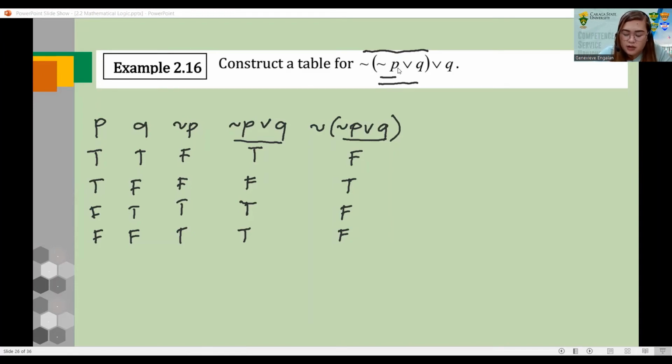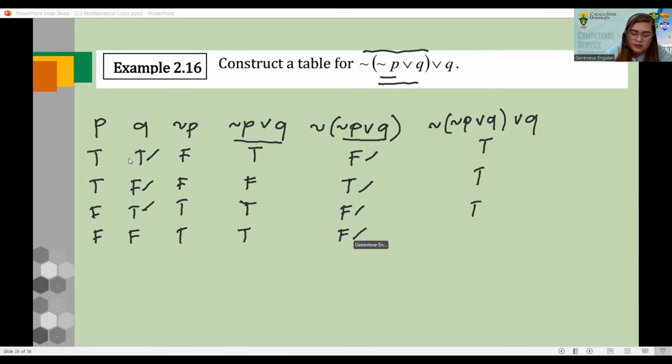So, i-or na nato kang Q. So, not of not P or Q, or Q. No? So, kini siya, or nato kang Q. So, false or true, this is true. True or false, this is true. Okay, false or true? This is true, ma'am. False or false? This is false. Tumuo na ni siya ang truth table for the not of not P or Q or Q.